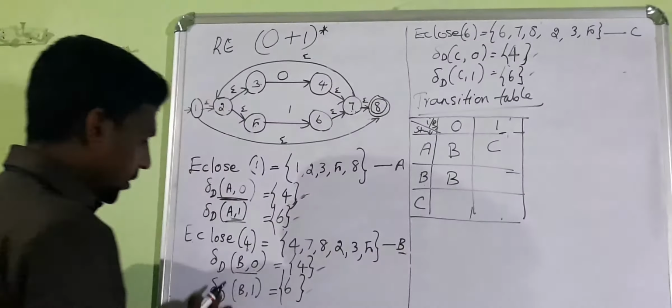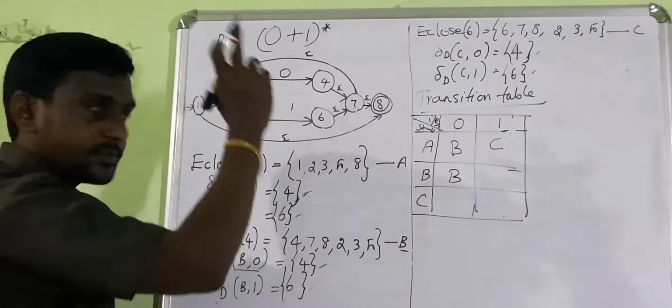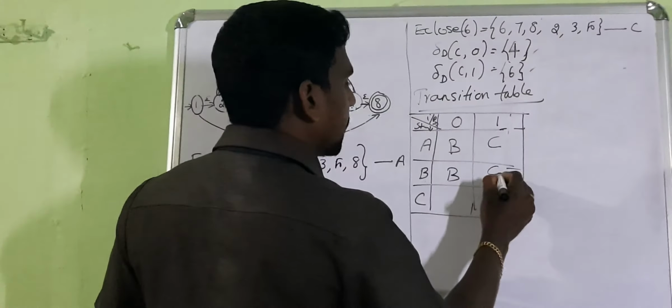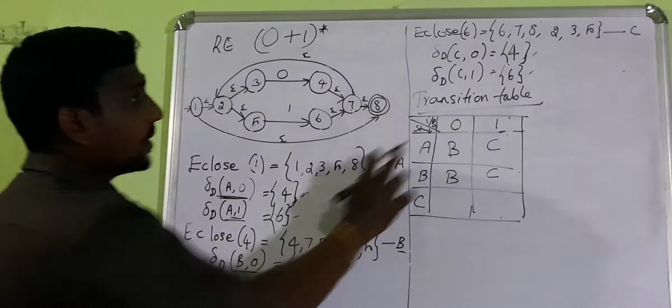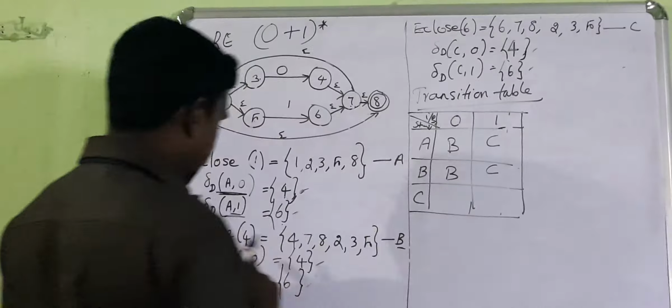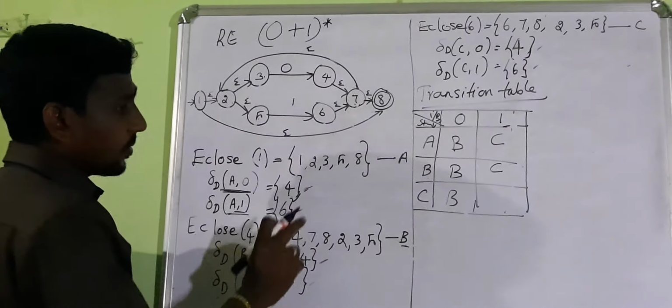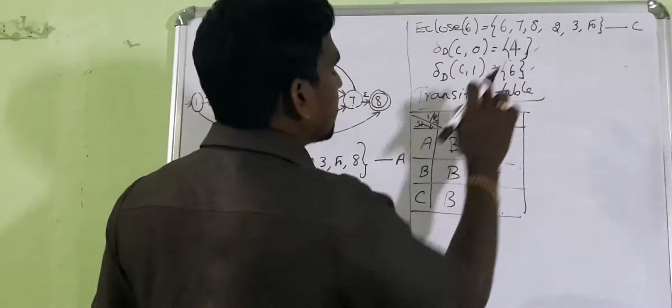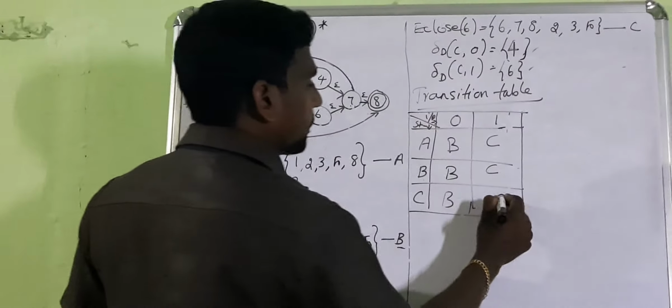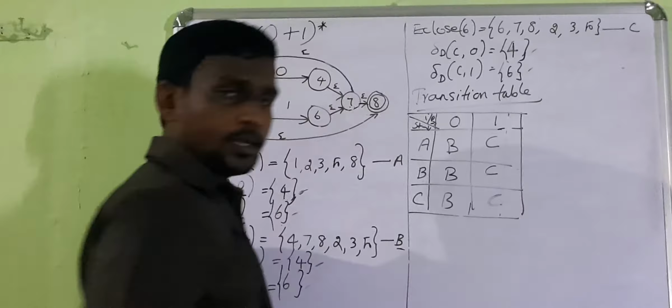B comma 1, it is 6. E-closure of 6 is C. And C comma 0, it is 4. E-closure of 4 is B. C comma 1, it is 6. E-closure of 6 is C. Clear? Like this you have to fill the table.